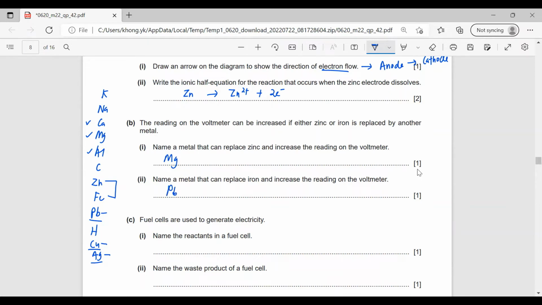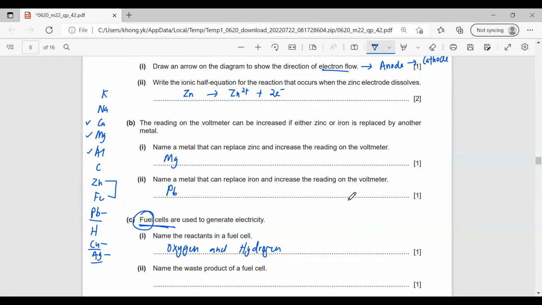Next question: fuel cells are used to generate electricity. Name the reactants in the fuel cell. If it's a fuel cell, that means one of the reactants is definitely oxygen, and another reactant must be a fuel. In this case, the fuel could be hydrogen.